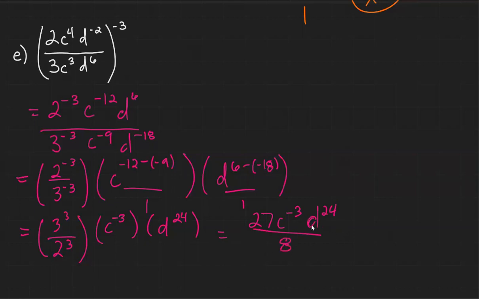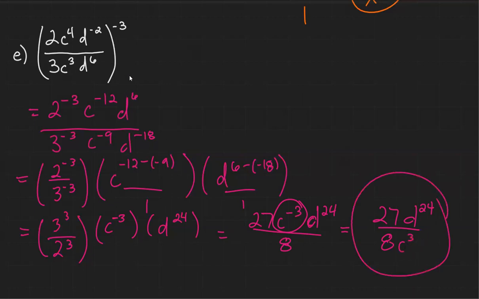We're not quite done, we have one more thing left to do. We've got to make our c to the negative 3 happy. Throw it to the other side of the fraction bar. 27 d to the 24 over 8 c to the positive 3, okay? That was kind of a doozy, all right? But expect to get something this convoluted, right? I want you to be able to be fluent in applying these properties.